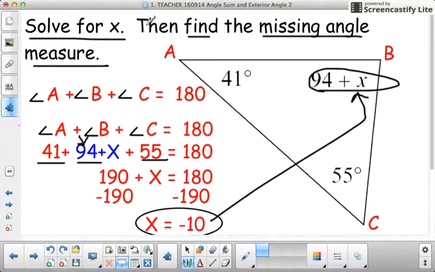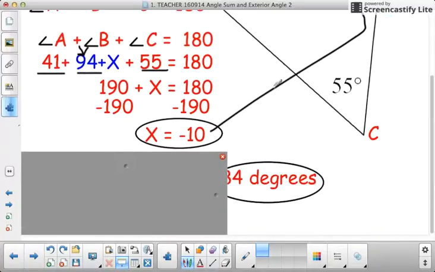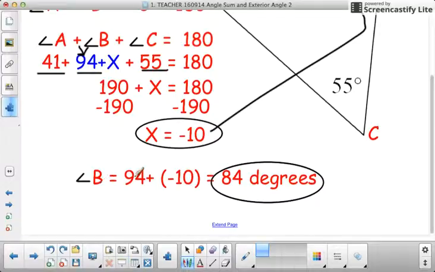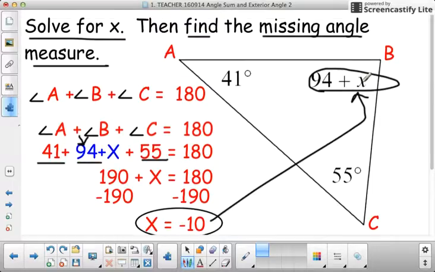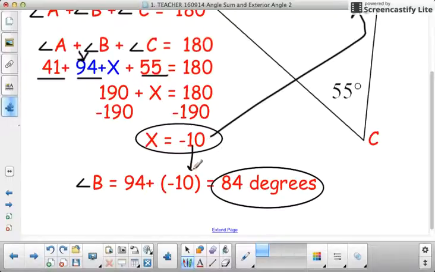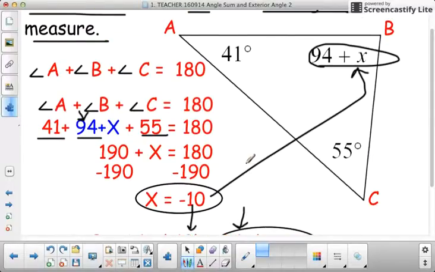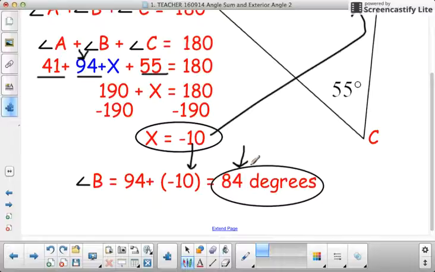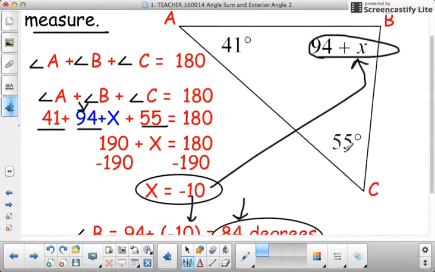So in order, this is to answer question number 2. Can I find the missing angle measure? Well, yeah, all I'm going to do is say, well, angle B is 94 plus this x, but I know x is negative 10. Well, what's 94 plus a negative 10? 84. Because this number is positive, I am A-okay. If this was a negative 84, I would have made a mistake. I would have said, nope, that's not possible.